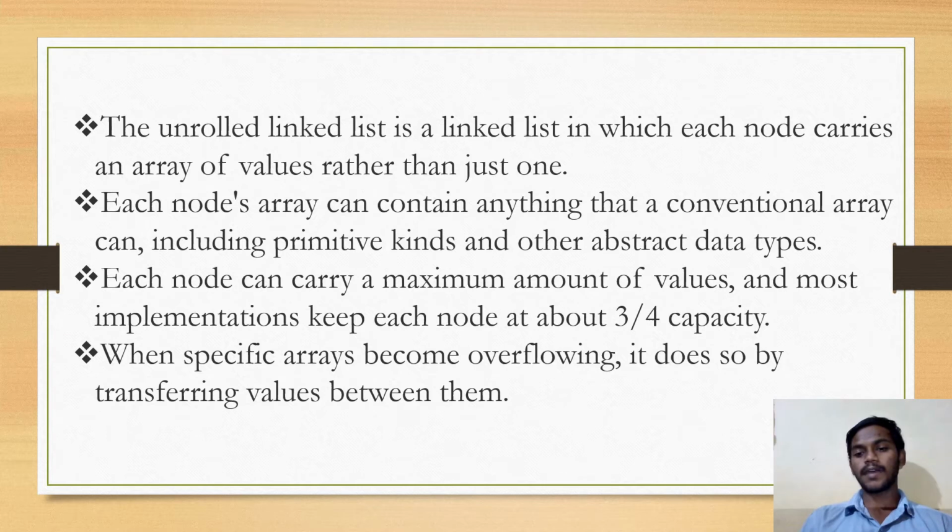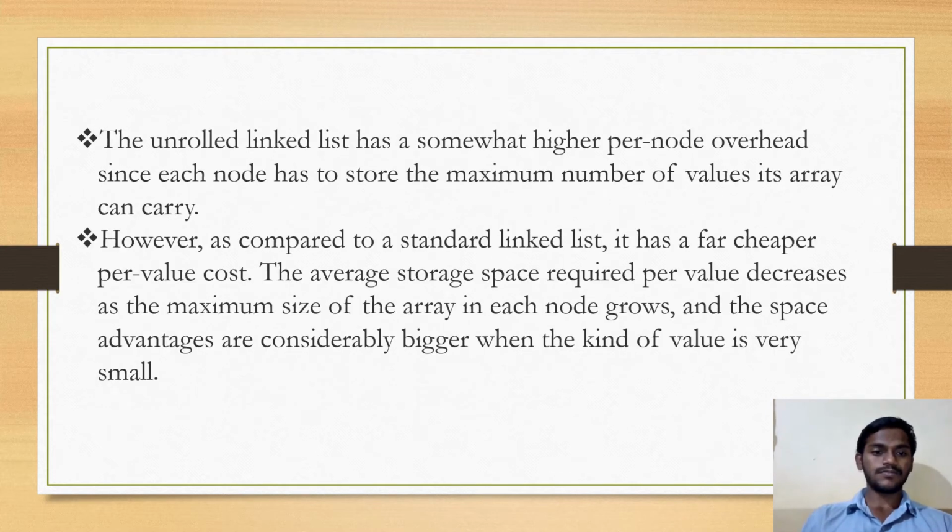Each node can carry a maximum number of values, and most implementations keep each node at above 3/4 capacity. When a specific array becomes overflowing, it is handled by transferring values between them. The unrolled linked list has a somewhat higher per-node overhead since each node has to store the maximum number of values its array can carry. However, as compared to the standard linked list, it has a far cheaper per value cost.